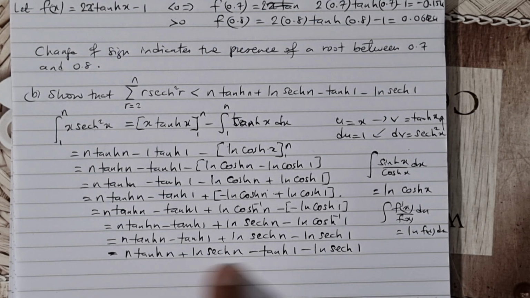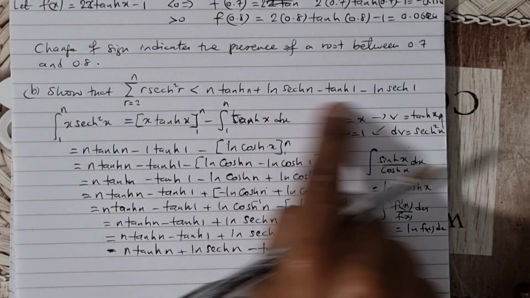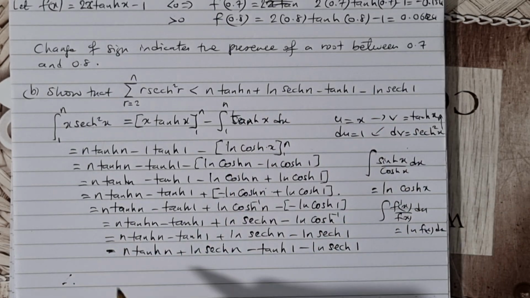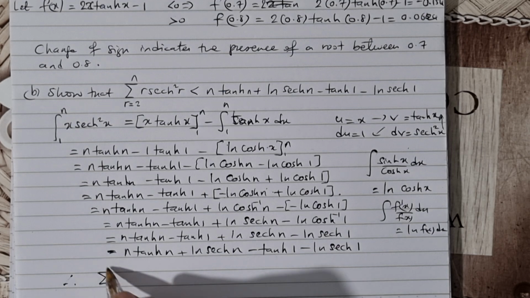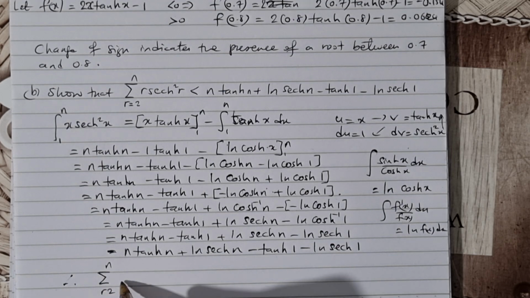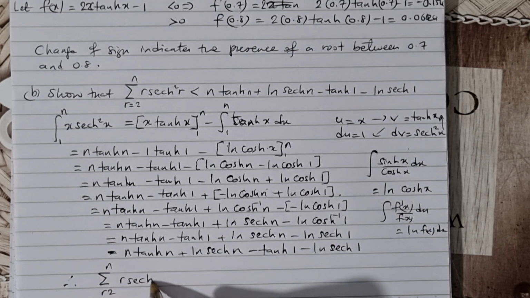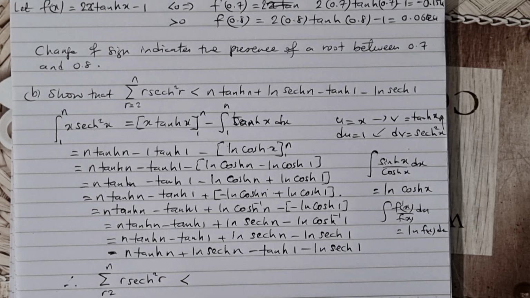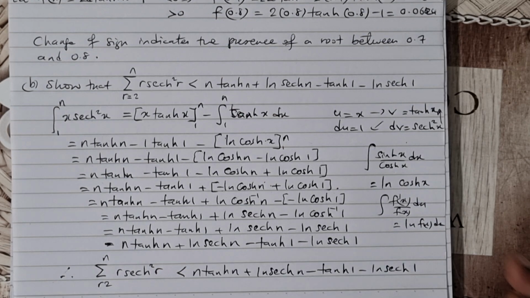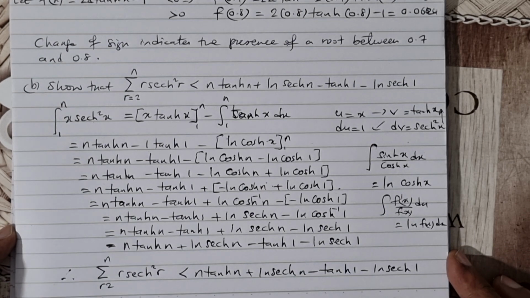All right, so now you can see all of that here, which is from here, is the same as this. Therefore, I can clearly say that the sum of these rectangles' areas is actually less than all of that here. Well, I hope that this has been of some help to you. Take care.